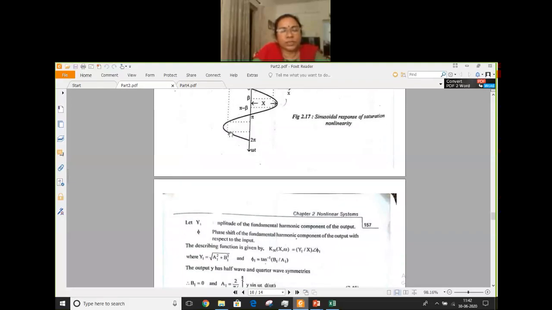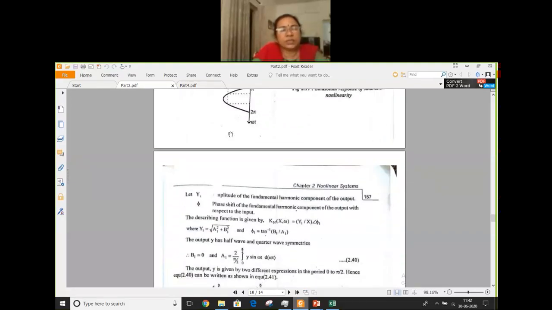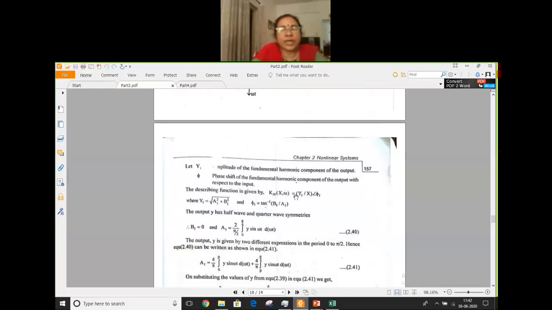Now, what is the describing function? We know the describing function Kn(x, omega) is equal to y1 divided by x, angle phi 1. Here y1 is the amplitude of the fundamental harmonic component of the output. To find y1 we need to do harmonic analysis. Y1 magnitude is the root of a1 squared plus b1 squared, and phi 1 is equal to tan inverse of b1 by a1.